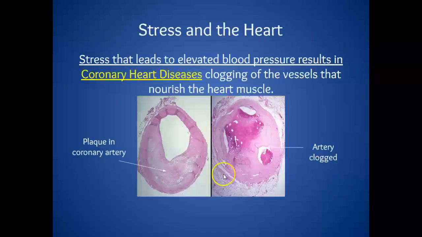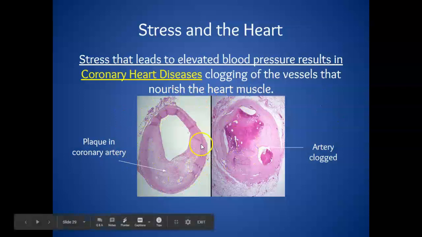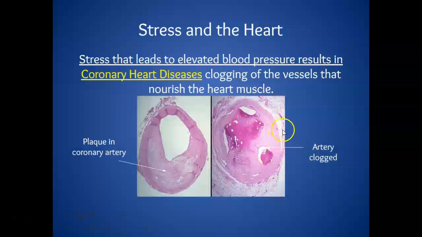Okay, let's talk about stress and health. We're not going to go very deep into this, but stress that leads to elevated blood pressure results in coronary heart disease, clogging of the vessels that nourish the heart muscles. And here's just a great picture of plaque in the coronary artery and an artery that's actually closed. It's really tough for blood to get through those arteries that are closed. And I will tell you that affects a person's cognition later on.